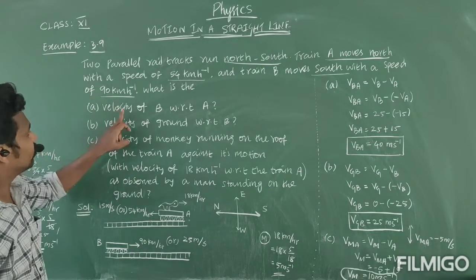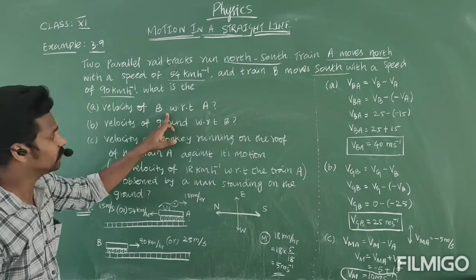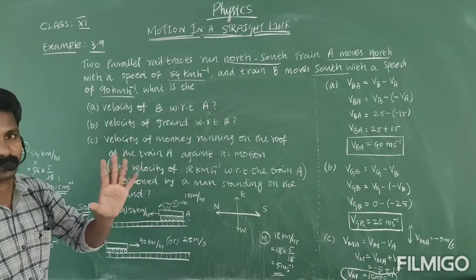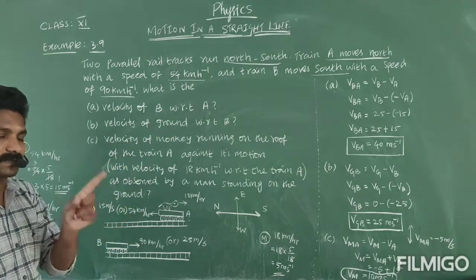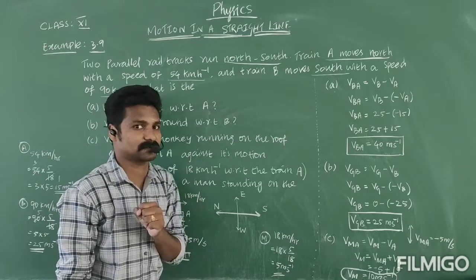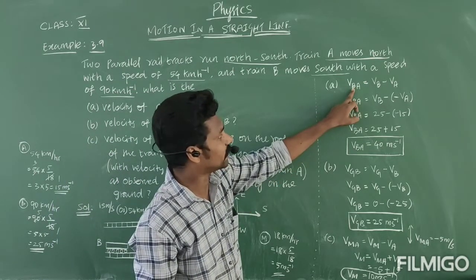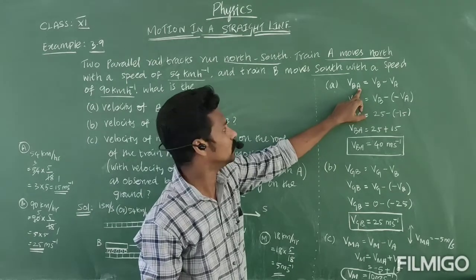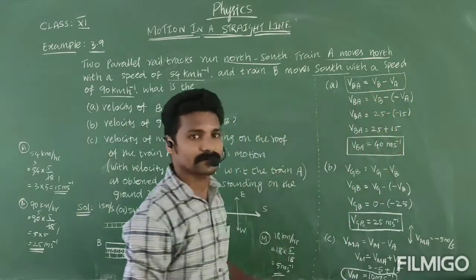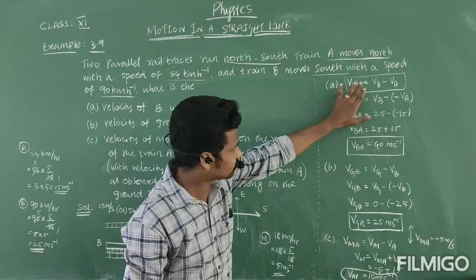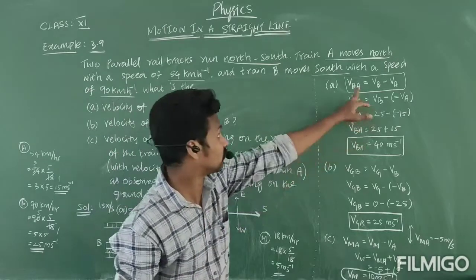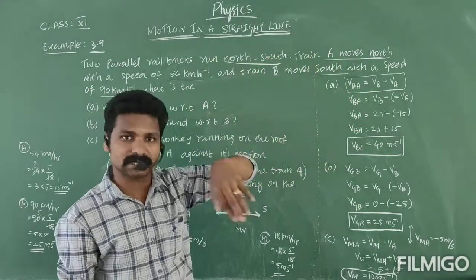See the first question: velocity of train B with respect to train A. Velocity of B with respect to A. So you already know the relative velocity formula. Velocity of train B with respect to A is VB minus VA. So this we can write commonly. Whether it is the same direction or opposite, no need in the formula now. Now let's come to that point.